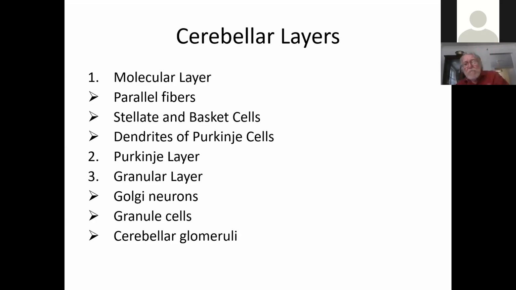Then the olivocerebellar tract is carrying the what? The Mossy fibers and the climbing fibers, with the Mossy fibers going into layer 3 and the climbing fibers going to layer 1 and acting on the dendrites of the Purkinje cells. So you have that modulation.